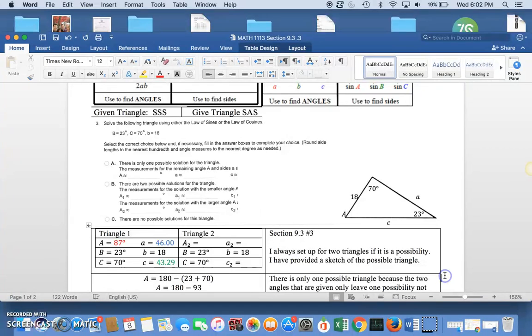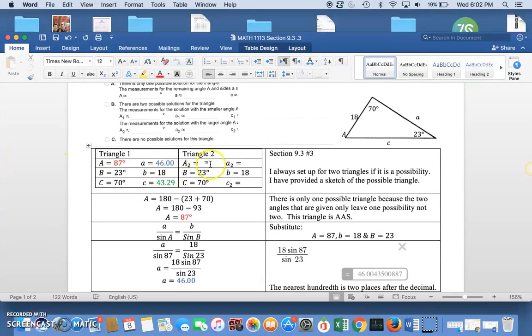Let me explain why I know there's not but one here, and notice these were left blank. This triangle is what we call angle, angle, side. And the situation where you possibly will have two will be side, side, angle. And this is angle, angle, side. So you're only going to have one. And of course, there's only one angle missing, and you can find it pretty easily. And once you have three angles, there's no possibility for two triangles.